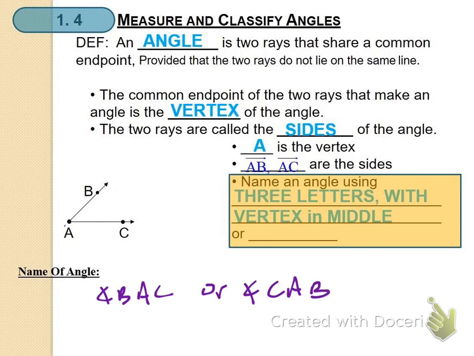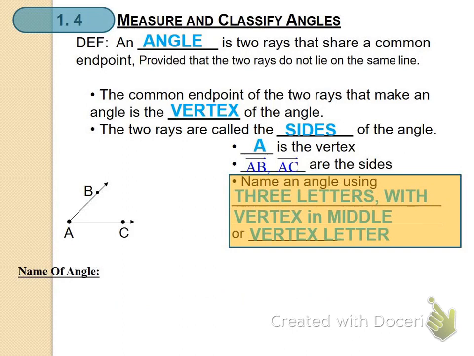What we don't want to do is start with the vertex, because in order to name starting with the vertex, we have to go up to this side and then backtrack over to this side. So we don't want to do that, right? So the vertex should always be in the middle. Or we could just use the vertex letter. So again, we could call this angle BAC or angle CAB. Or if there are no other angles using that vertex at that time, we could just say angle A. Okay?